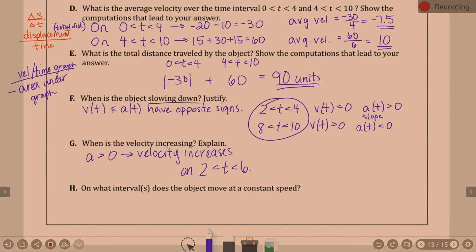I think they saved the easiest question for last, but that's my opinion. Maybe you guys won't see it that way. Constant speed. 0 to 2 and 6 to 8. Agreed. On what interval does the object move at a constant speed? 0 less than t less than 2, 6 less than t less than 8. Good job. What is the other one? 6 to 8? Yeah.